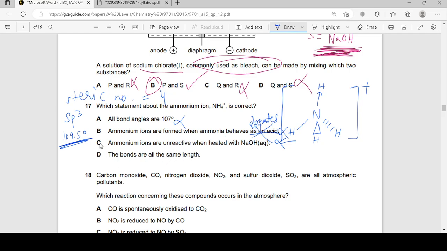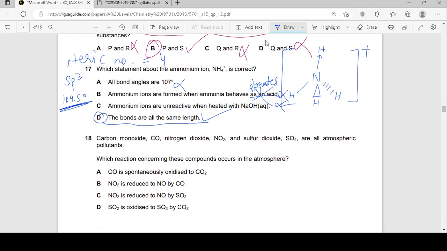Anyways, the point is that yes, the bonds are all the same, because of sp3 hybridization, and there are no pi bonds or anything like that. So all of these will become hybridized orbitals, and all the bond lengths will be basically the same. So the bonds are all the same length, because hybridization will take place. So the answer is really cool.